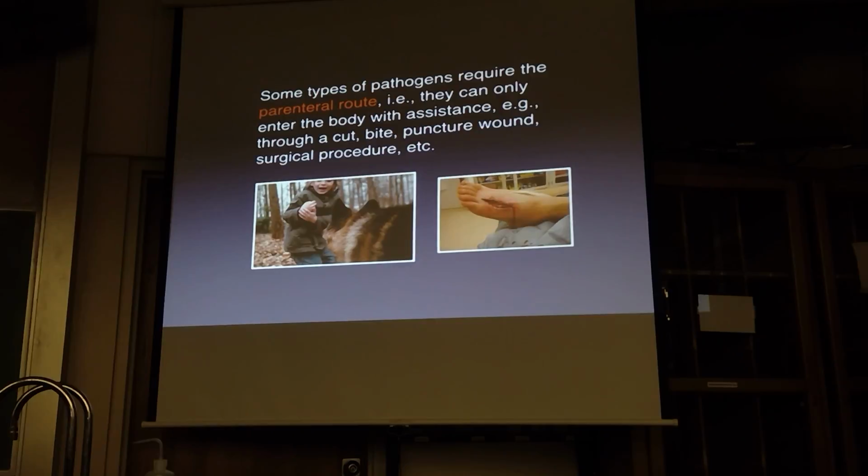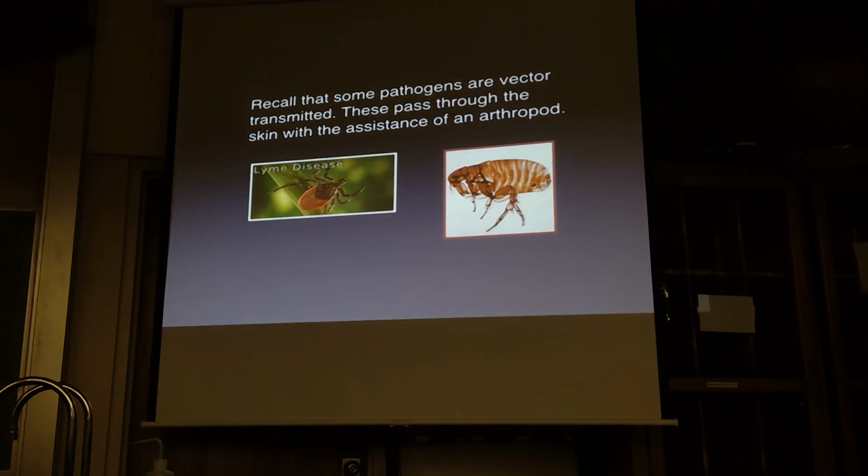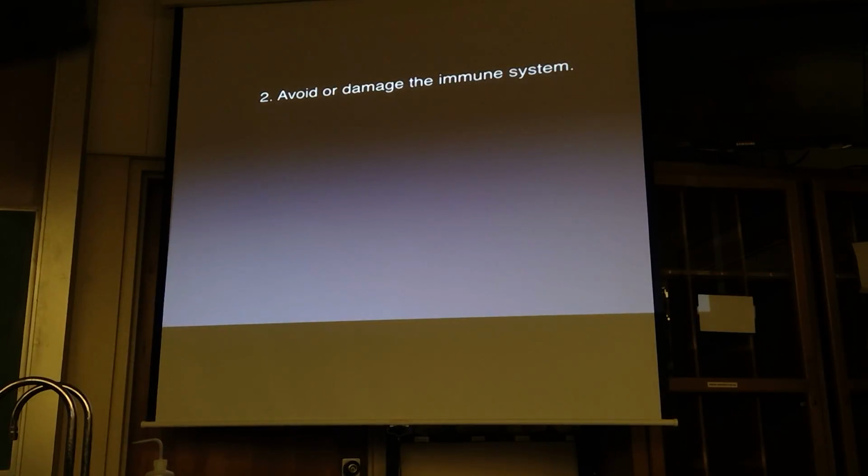So I have some lovely pictures. There's somebody receiving a bite and somebody else. I'm not sure what they did to that foot, but it looks like it involved an axe. Not nice. Anyway, the other thing we know is that some types of pathogens are vector transmitted, so they get through that first line of defense, typically dry skin, with the assistance of some type of arthropod. And so we talked about those guys in laboratory early. We had ticks, we had fleas, we had lice, we had mites, mosquitoes, tsetse flies, etc.